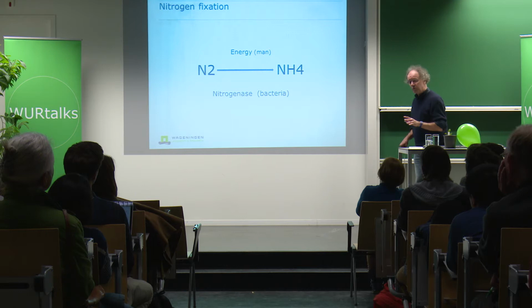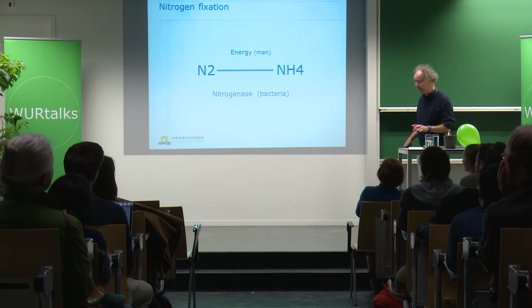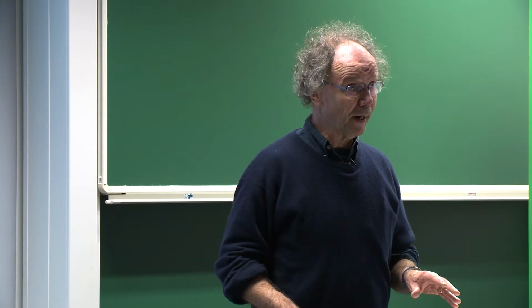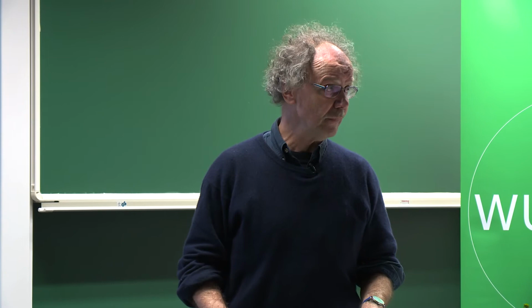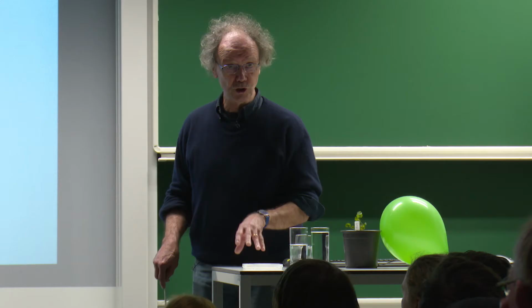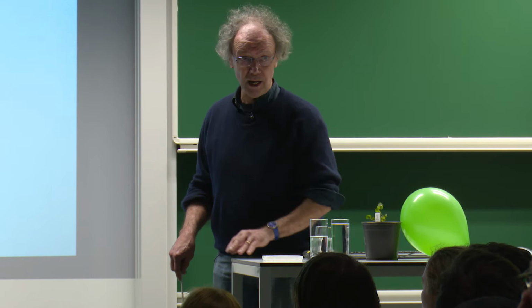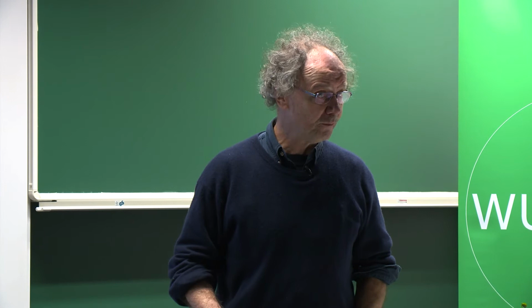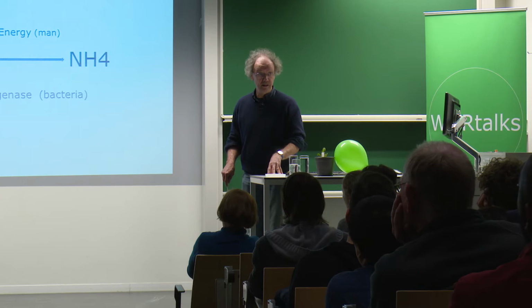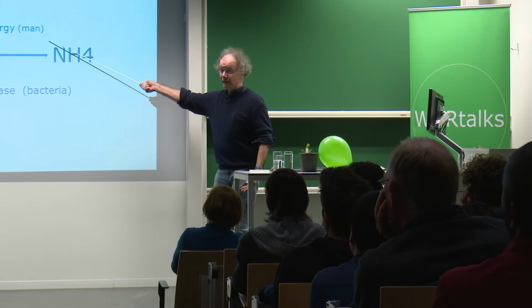If you think of nature's nitrogen, what processes are important in creating this? I've put here nitrogenase. These are bacteria that have the enzyme nitrogenase. And this enzyme is responsible for the transition of nitrogen gas into ammonia. I said even plants cannot do this. Well, we can, but that's what I've put on the top of the arrow. This costs a lot of energy. It's the most energy-costing aspect of agriculture. This is the way we make artificial fertilizer.